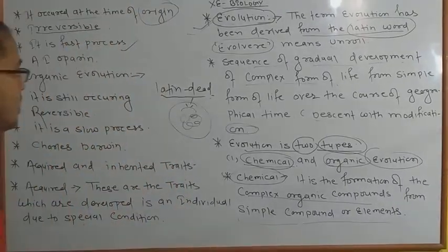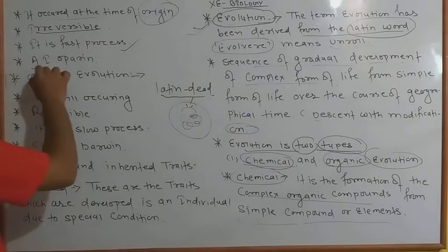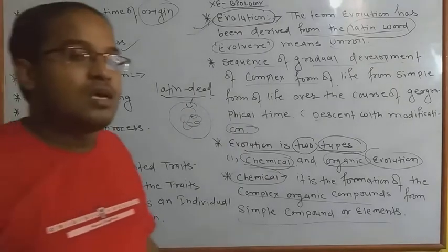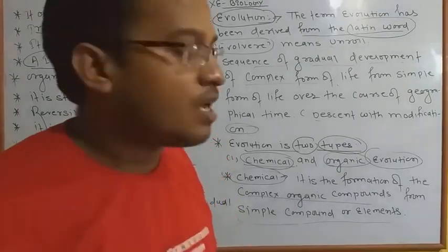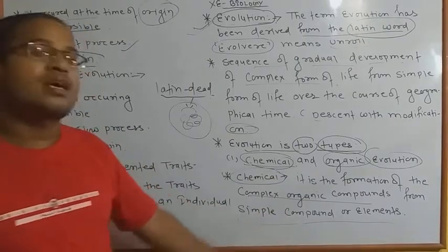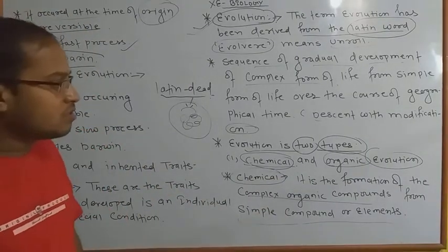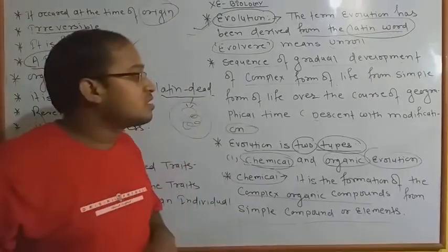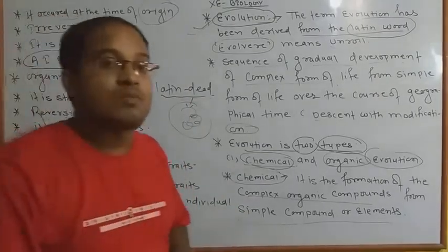Okay, so next, the step is given by Alexander Oparin. Alexander Oparin is a well-known scientist, and he has given the chemical evolution on the basis of its characteristic features. Okay, so apart from that, now we have to discuss organic evolution and what are the characteristic features of organic evolution.